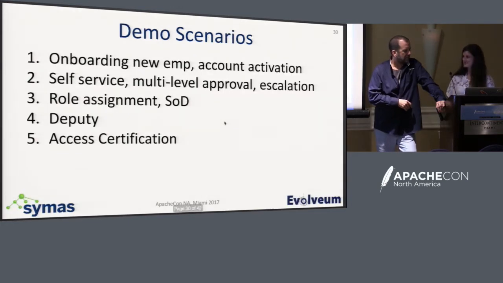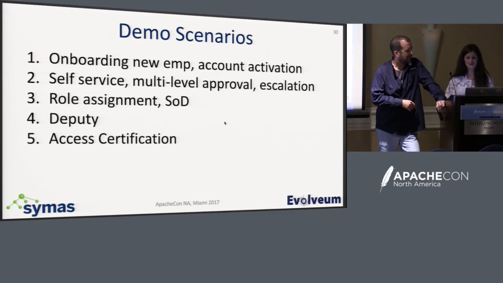So the first, there are the scenarios. So the first is the onboarding of new employee with the account activation. Then we will show the self-service when the new employee, the user, will request some roles. But as he doesn't have appropriate rights, so these roles go through the approval. And then when someone doesn't approve the request, there is an escalation process.